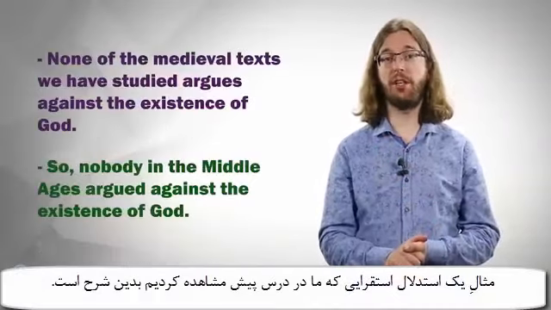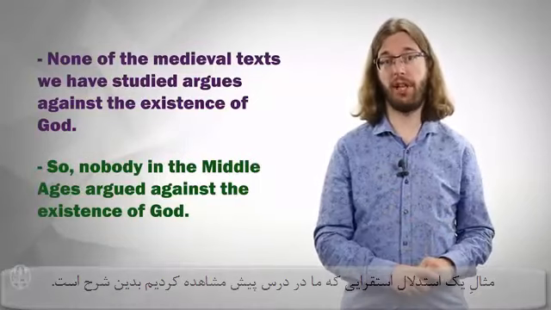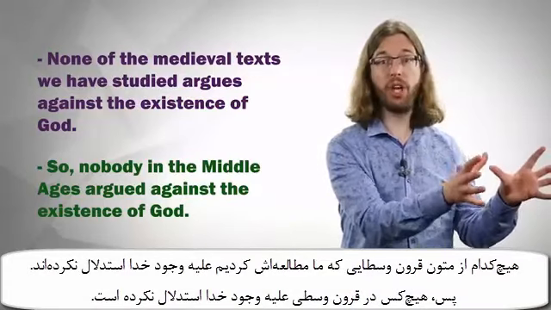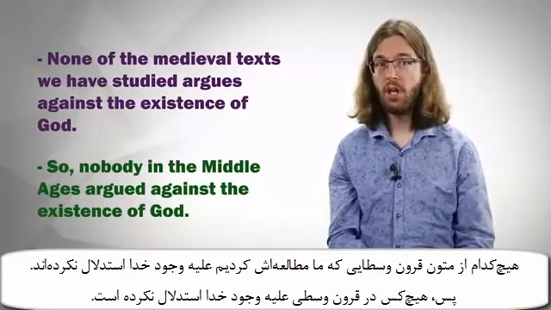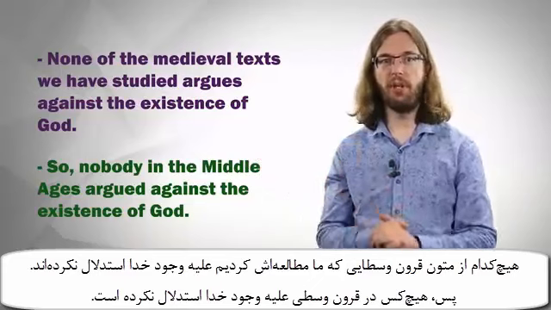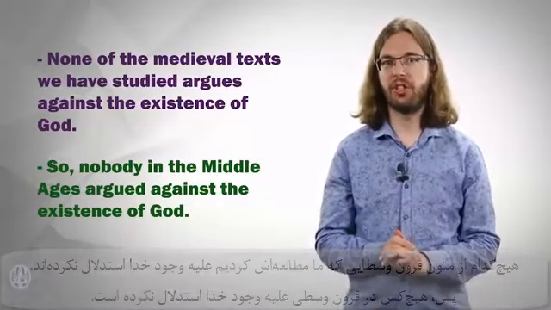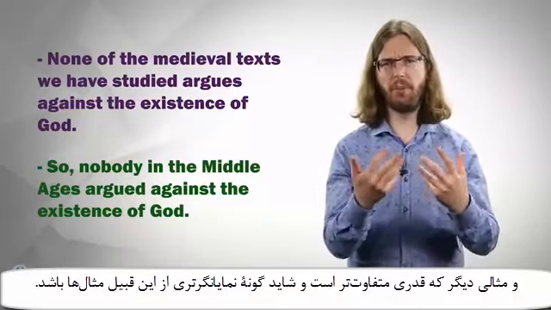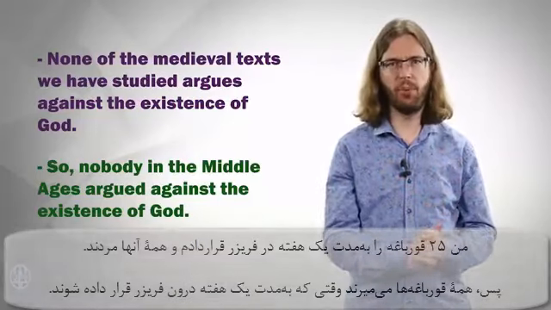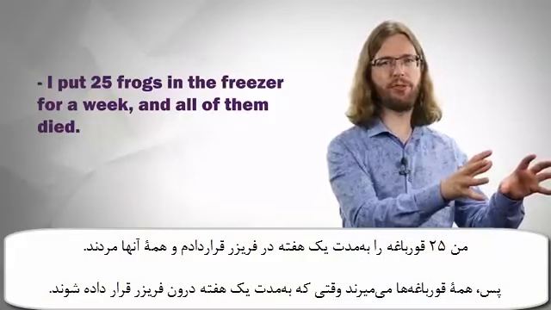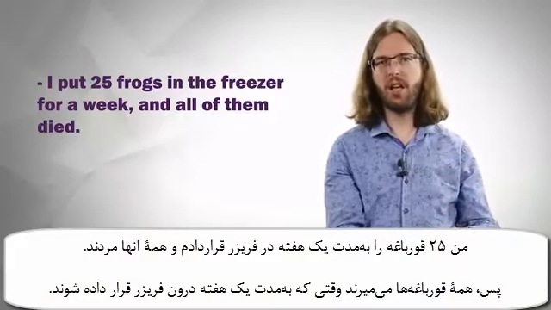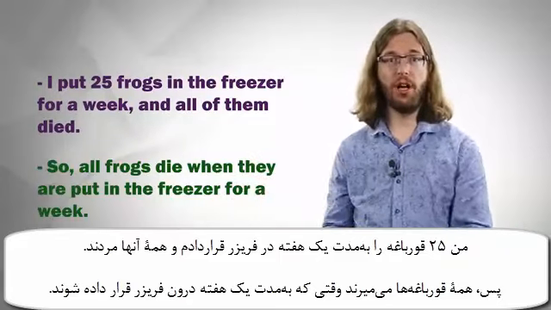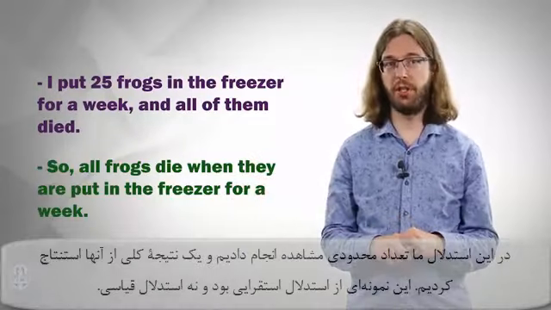Here's the example of an inductive argument we saw in the previous lecture. None of the medieval texts we have studied argues against the existence of God, so nobody in the Middle Ages argued against the existence of God. And here's a slightly different, maybe more representative kind of example. I put 25 frogs in the freezer for a week and all of them died. So, all frogs die when they are put in the freezer for a week.